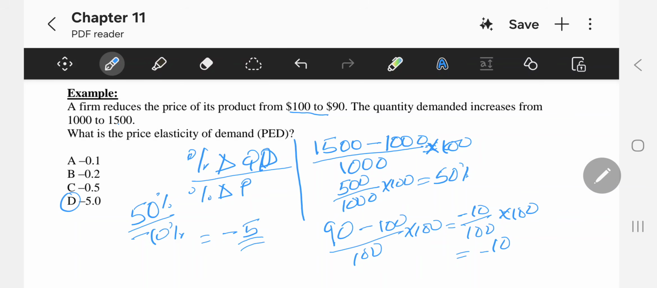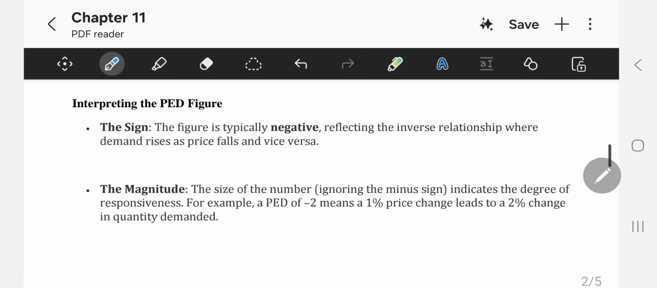I took this question from one of the IGCSE papers. I believe it is the specimen paper, or just one of the papers there. So that's how you can calculate PED. And we're going to see now what the value of PED you get basically means to a trader or producer.